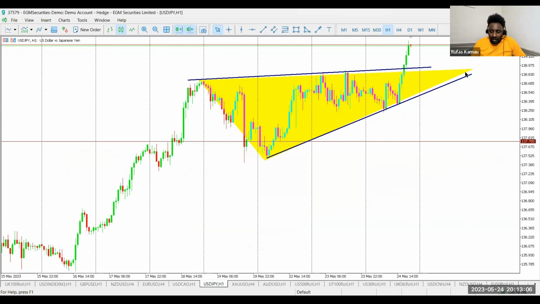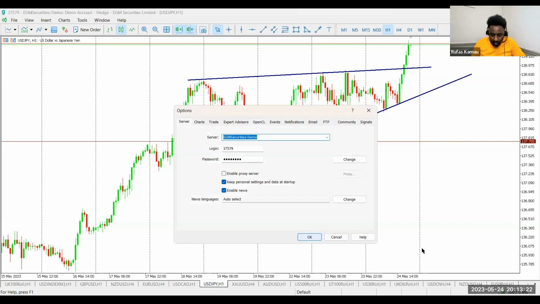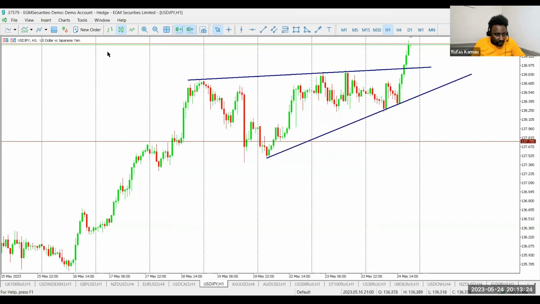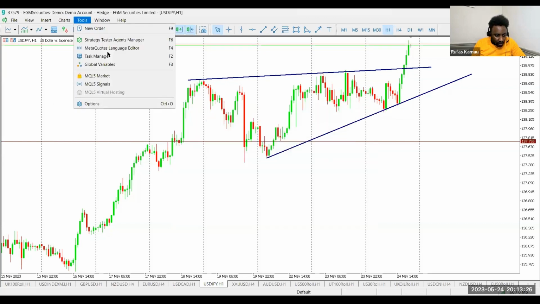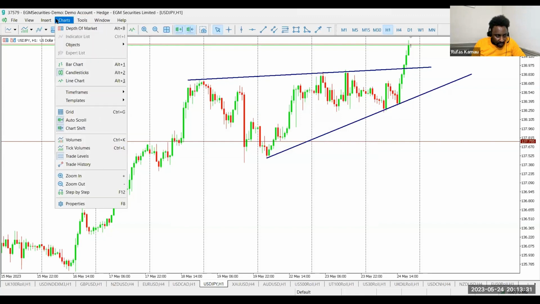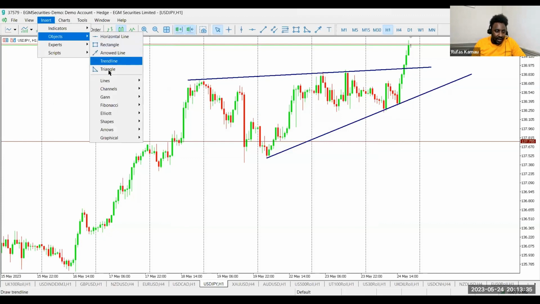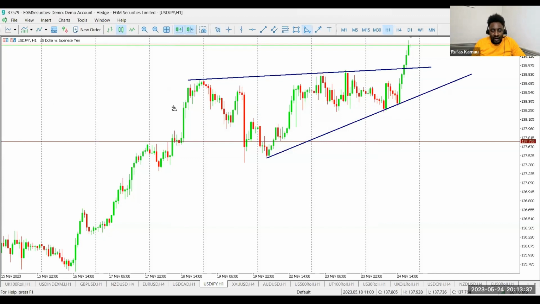So if I remove my triangle here, for anyone who is very new to technical trading patterns, you can always find your triangle by going to tools, and then it should be tools, options, if I'm not wrong. No, it's tools, just trying to find the right one. Yeah, you should go to insert and then objects. Then from here, you can identify your triangle. So drawing a triangle is pretty simple.